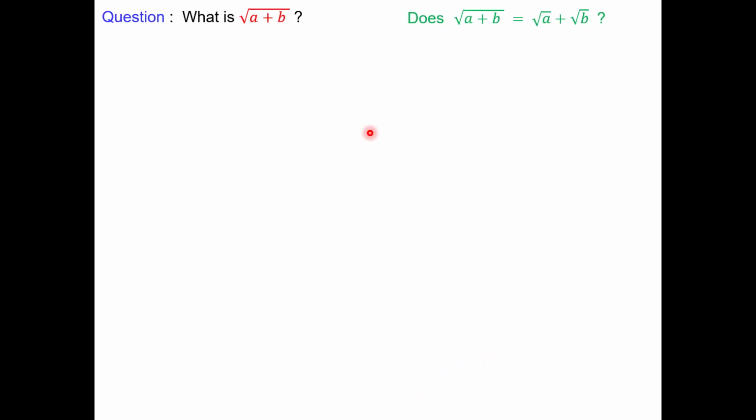Okay, how about this? This one I want to make sure you're aware of because the rules we just talked about as far as separating and combining radicals, they don't work here, and you're going to see why. So let's try an example. Square root of 9 plus 16, separately, square root of 9 plus square root of 16.